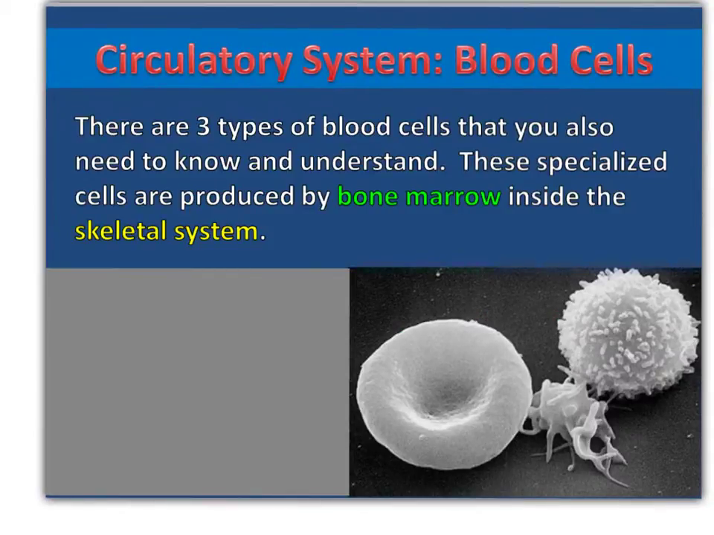Okay, your new blood cells are actually made in your bone marrow. Blood cells being made in bone marrow shows the interaction of circulatory system and what other system? If it's made in your bones, it's going to be your skeletal system. There are 3 types of blood cells that you're going to need to know and understand. They're all made in your bone marrow, and they're all specialized for different jobs.